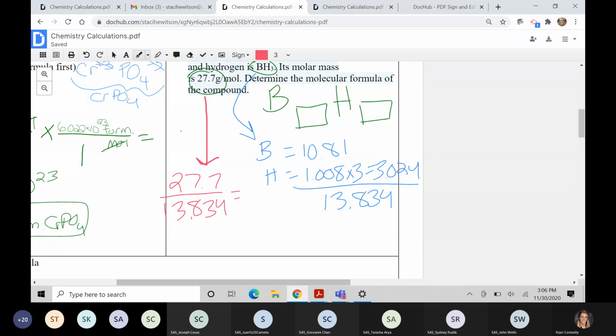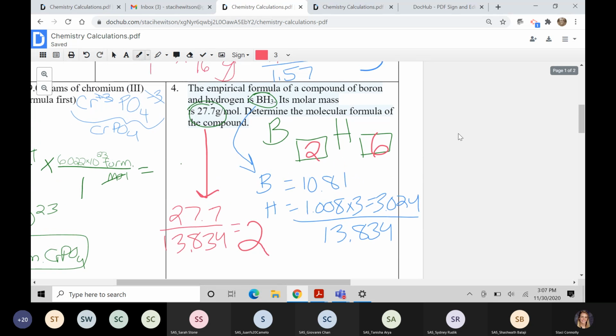Shashwath, when you do that, what did you get in your calculator? I got 2. Okay, so something really close to 2, right? Yeah. Perfect. Sarah, are you there? Yeah, I'm here. Okay, Sarah, what are we going to do with that 2? What does that 2 tell us? Like, what are we going to do with it? We multiply it by each one, so you'll end up with B2H6. Perfect. Thank you. So they'll end up with B2H6.